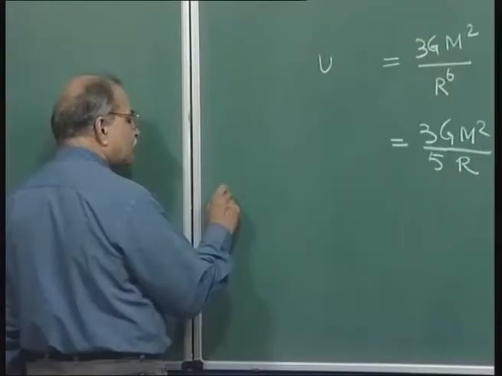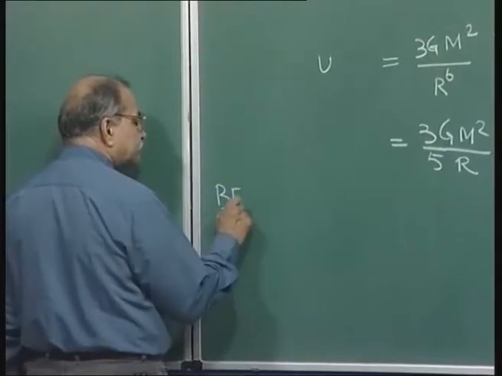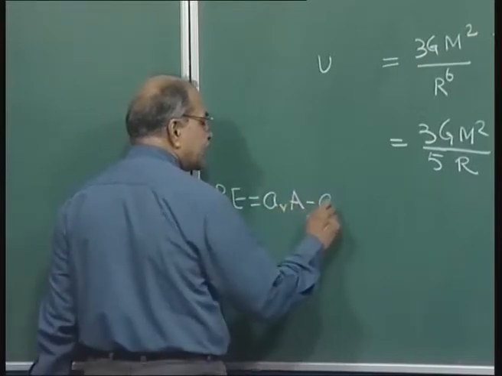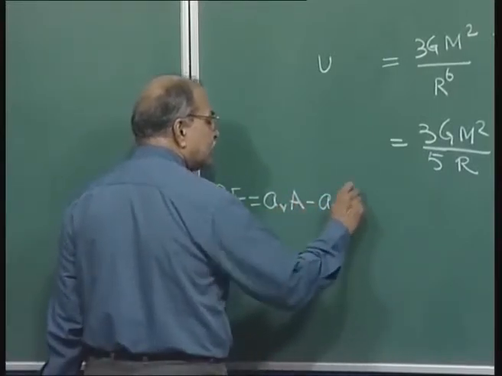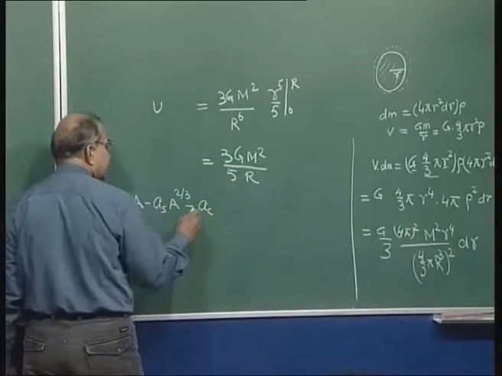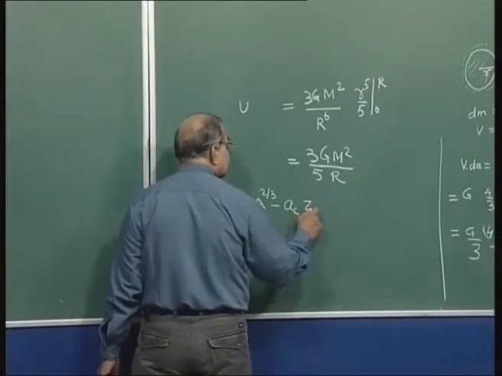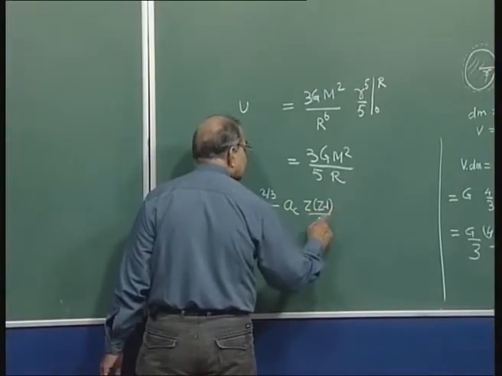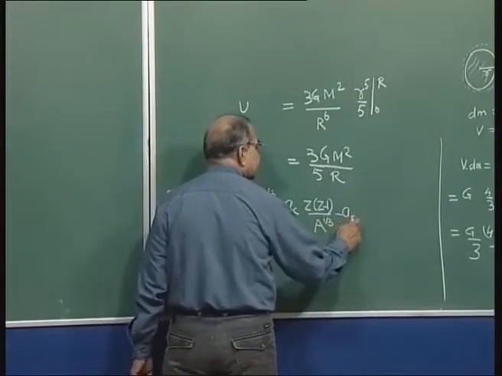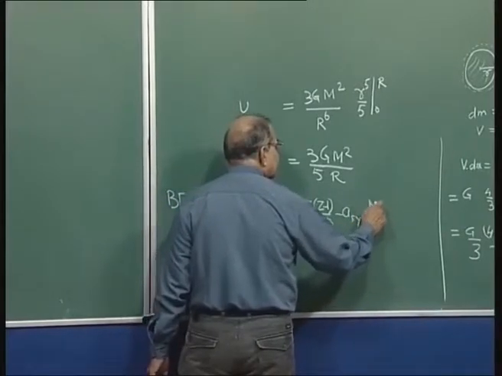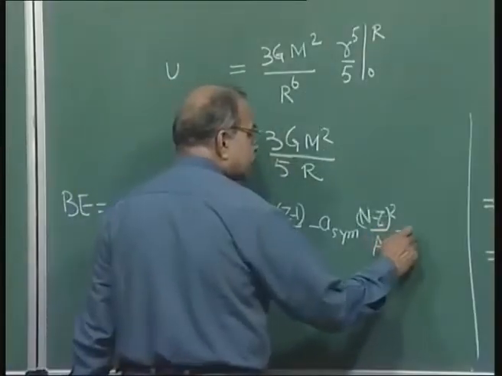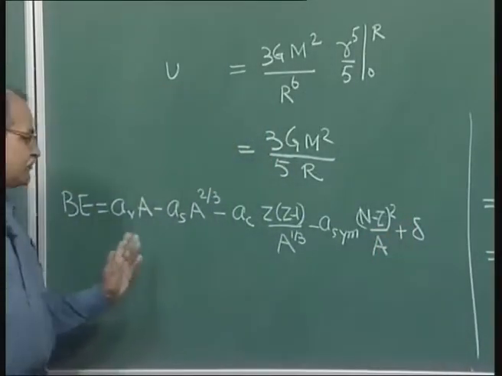modified to binding energy: AV times A minus AS times A to the power 2 by 3 minus AC times Z(Z minus 1) upon A power 1 by 3 minus asymmetry term, (N minus Z) whole square by A, plus delta. These 5 terms were there.